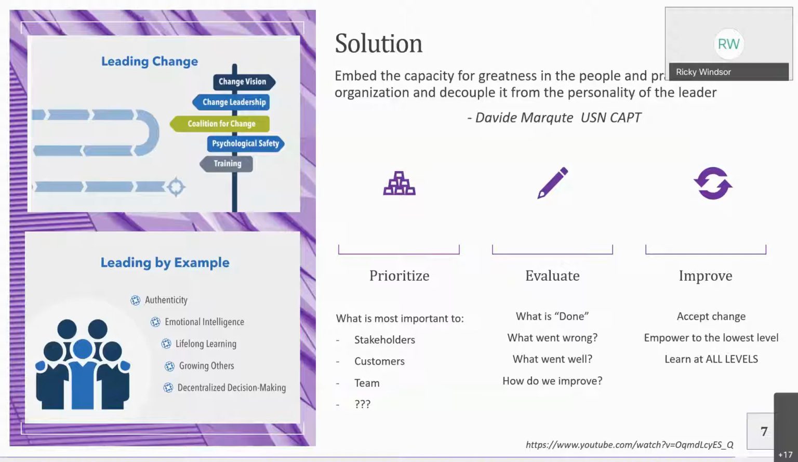Those are all some of those really high level questions that should be asked, even at the fundamental level of any operation, and it should be asked by everybody involved. And then that goes into the improvement piece.